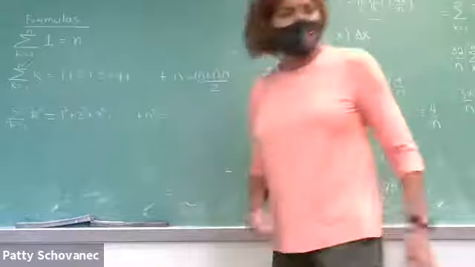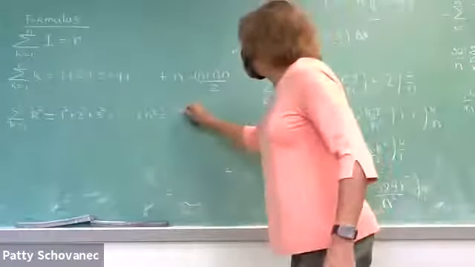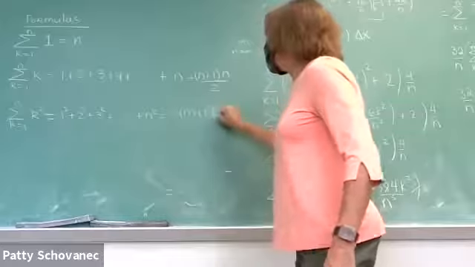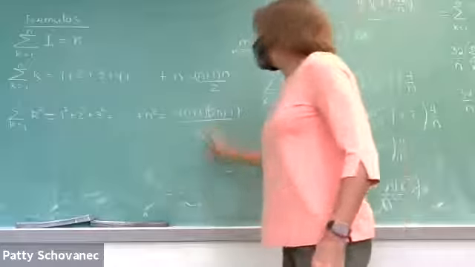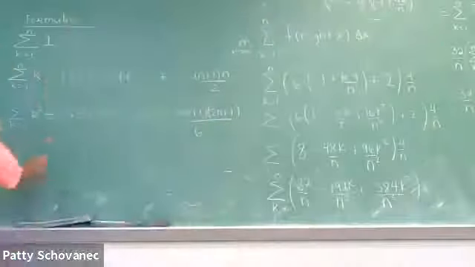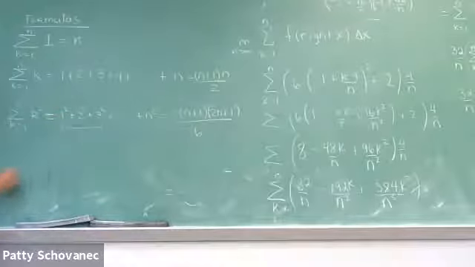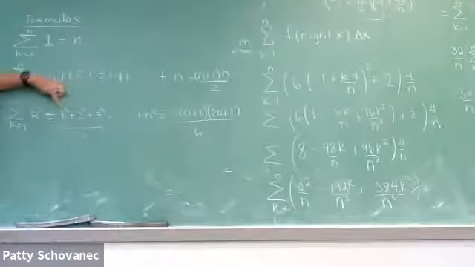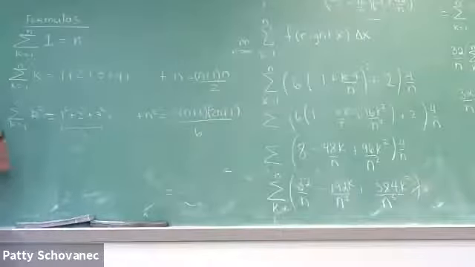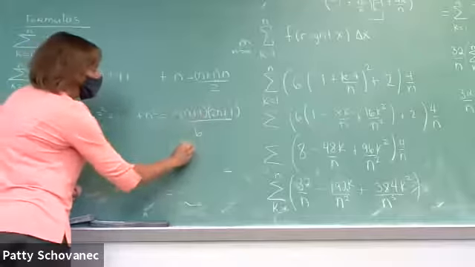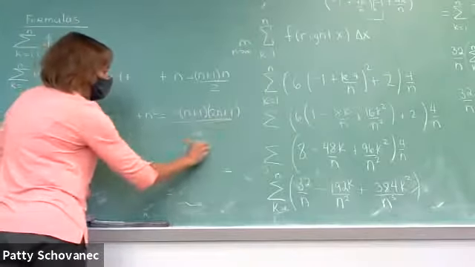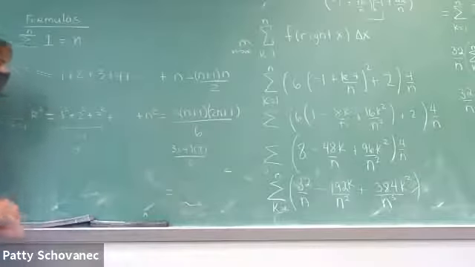n times n plus 1 times 2n plus 1 all over 6. Let's see if you believe that. Let's add the first 3 up. So for n equal to 3, we have 9 plus 1 is 10 plus 4 is 14. Let's see what happens if we put n as 3 over here. 3 times 4, 6 plus 1 is 7, times 7, divided by 6.